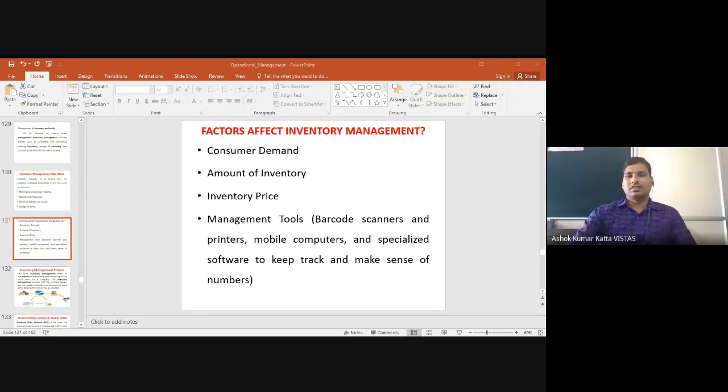So sometimes what will happen, you will understand the prices are going to increase by next month. You know that information and you will buy a huge quantity of material today itself. So inventory prices also we need to observe. But mostly what will happen, they will have a contract.